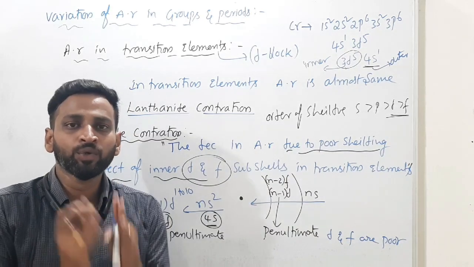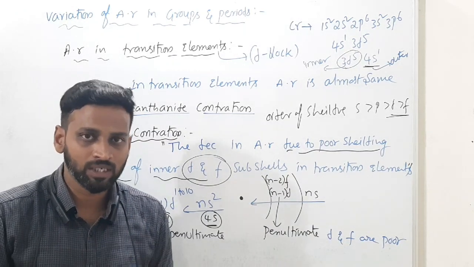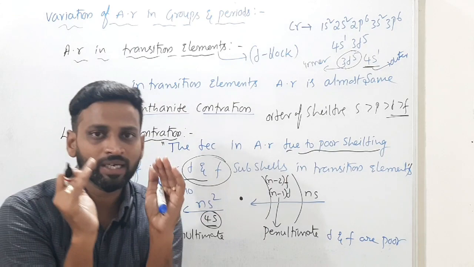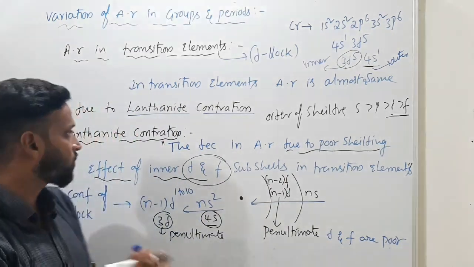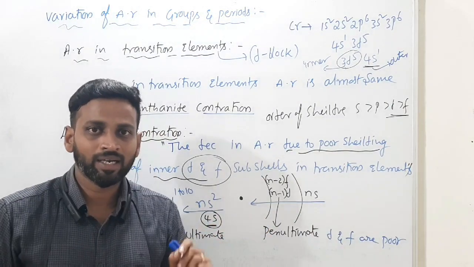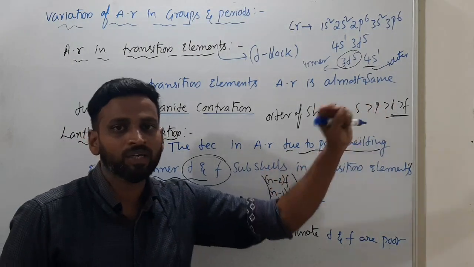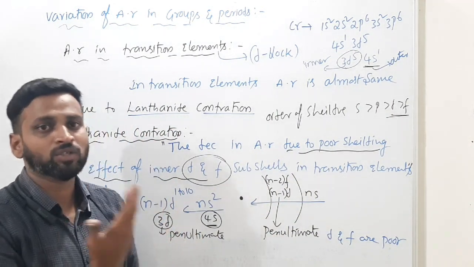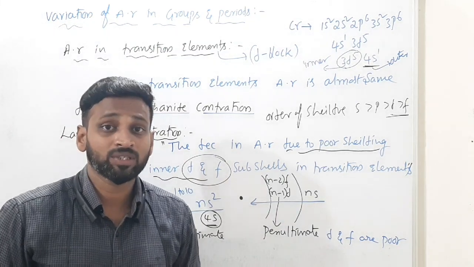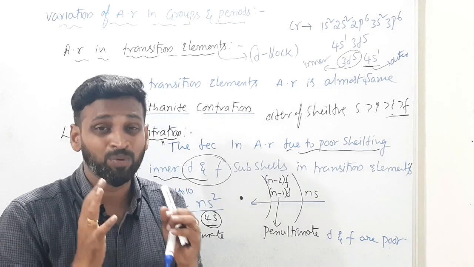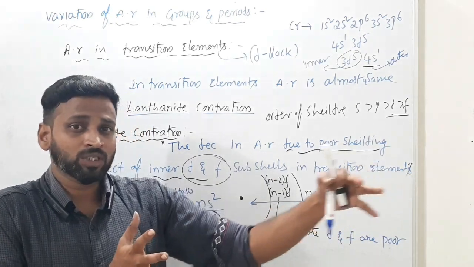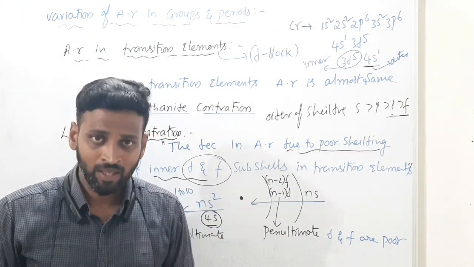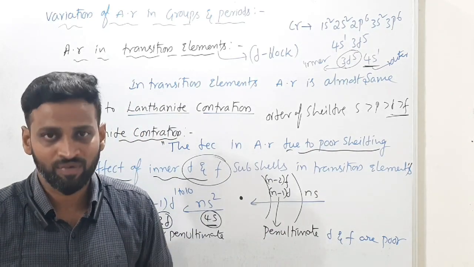So what is our final conclusion? Due to the poor shielding effect of inner d and f subshells in d block elements as well as f block elements, the atomic radius will decrease. That decrease in atomic radius is called lanthanide contraction. The reason is the poor shielding effect of inner d and f subshells, because in transition elements, d block elements or f block elements, the inner subshells are d and f, which cause poor shielding. So the outermost electrons are attracted towards the nucleus, and certainly the radius decreases.